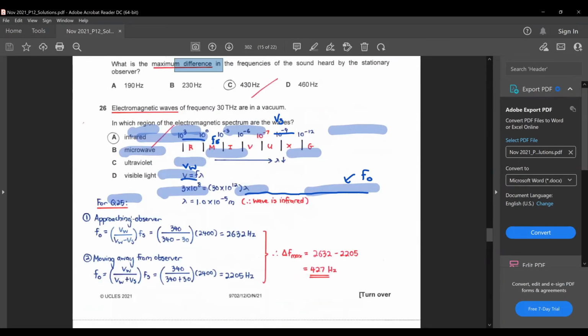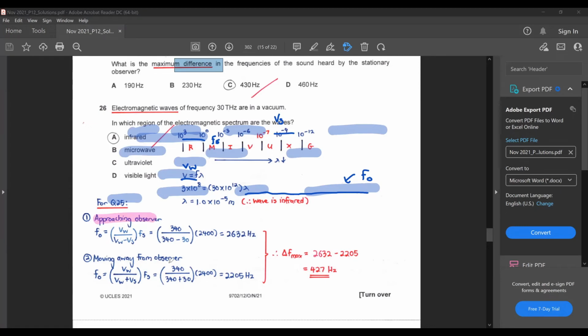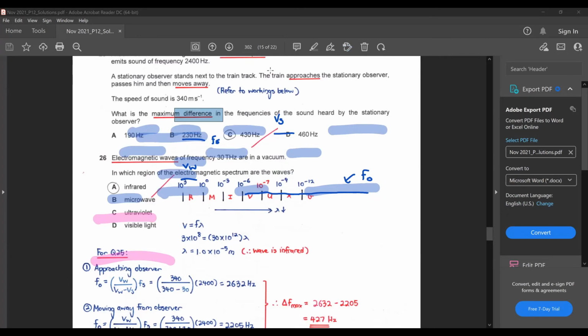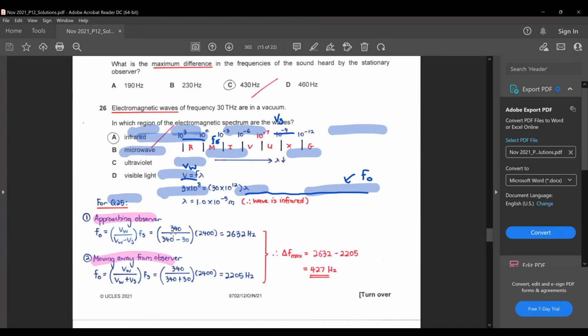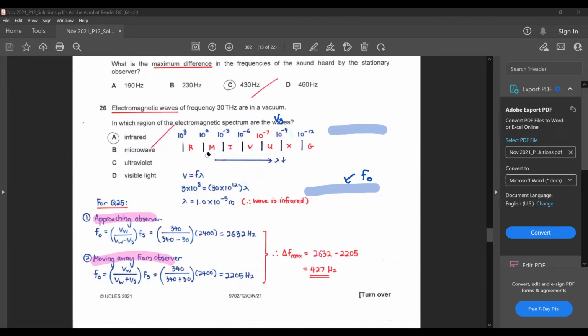So you have to consider 2 different cases. First, when your train approaches your observer. Second, when the train moves away from the observer. The question already told you the train approaches the observer, passes him, and moves away. So you actually have 2 different cases to consider: approaching the observer and then moving away from the observer.